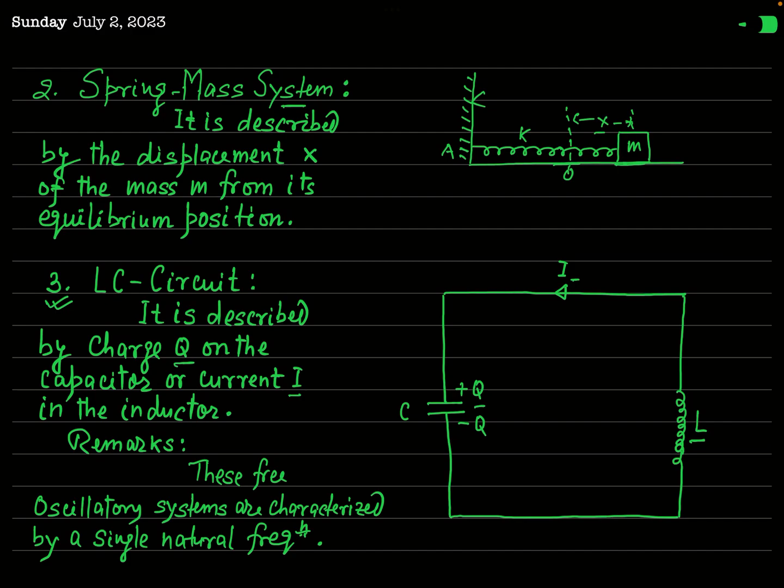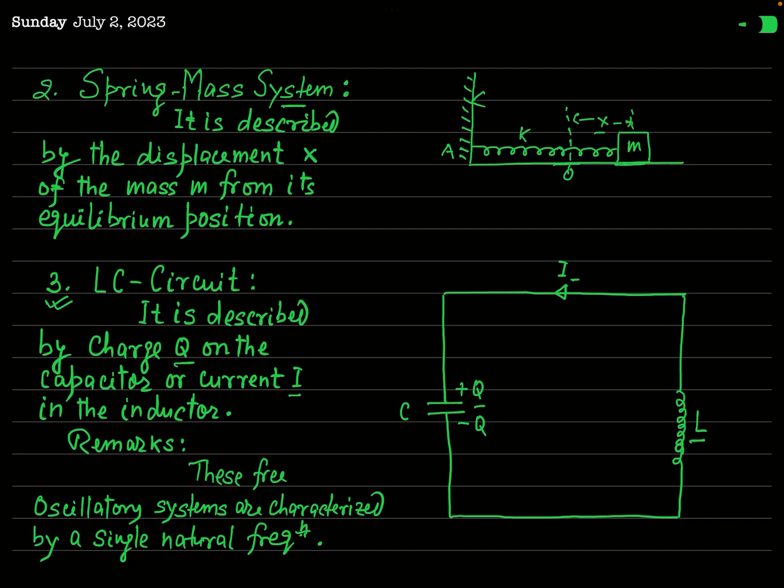So again we need only one quantity, which is either the charge Q or the current I, for discussing the behavior of this circuit. And so we simply say that this is also a problem of free oscillation with 1 degree of freedom.